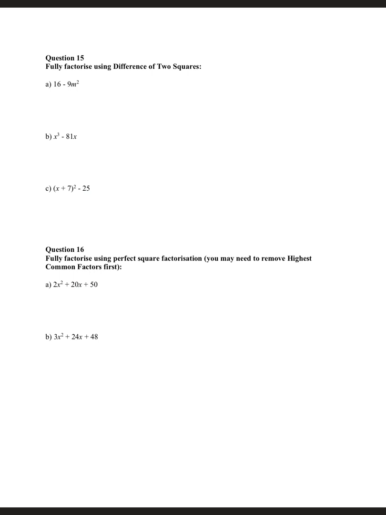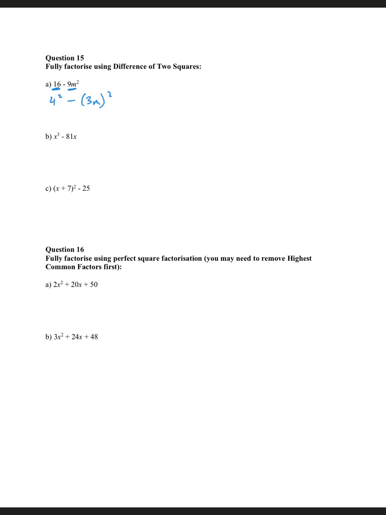Fully factorize using difference of two squares. So you're being told to use difference of two squares. That's a square number. That's a square number. What did I have to square to get 16? 4 squared. What did I have to square to get 9m squared? I would have had to square 3m.